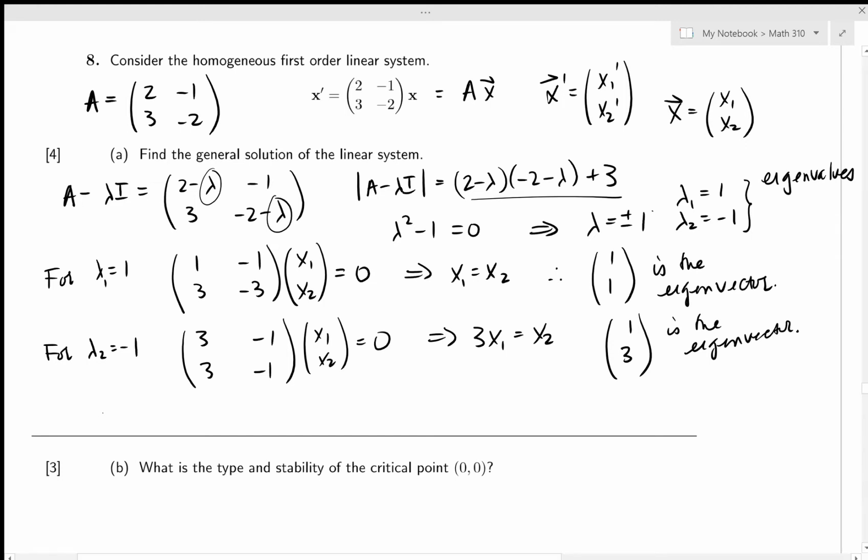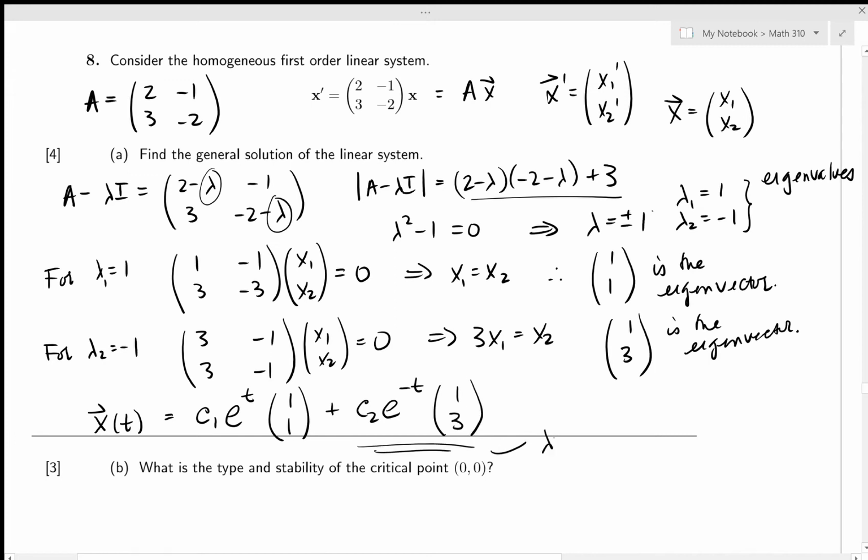Okay, so we have a general solution then, that x of t is going to be c1 e to the lambda 1t times the corresponding eigenvector, and then we have c2 e to the lambda 2t and its corresponding eigenvector. Okay, so this one here is lambda equals minus 1, and I called that lambda 2, and this one is lambda 1 is equal to 1. So that is the general solution of the differential equation.